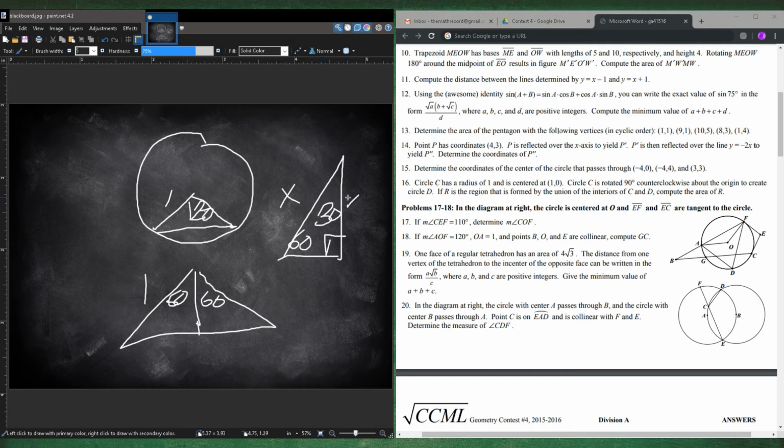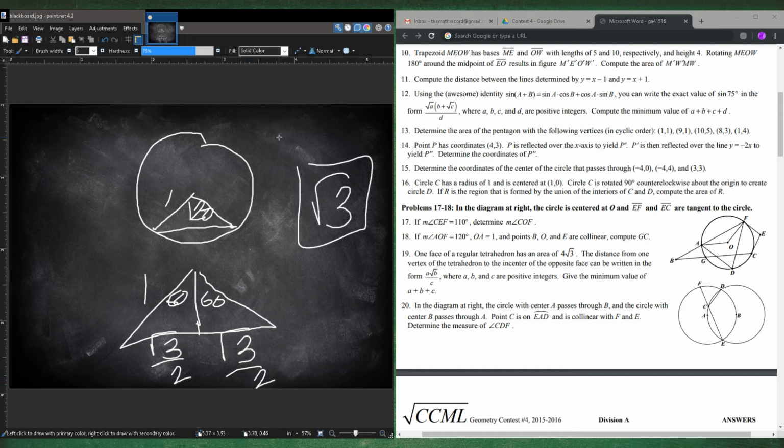If this is x, this is x square root 3 over 2, and this is x over 2. So that's the length measurement. Since this is 30 and this is 1, it's just 1 times square root 3 over 2, so this would just be square root 3 over 2. Since there are 2 of them, you add them together and you just get square root 3. So your answer for number 18 is just square root 3.